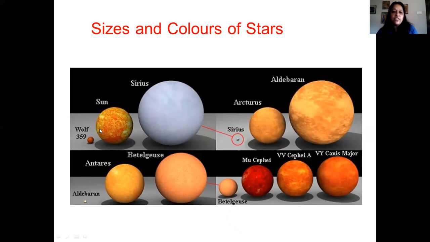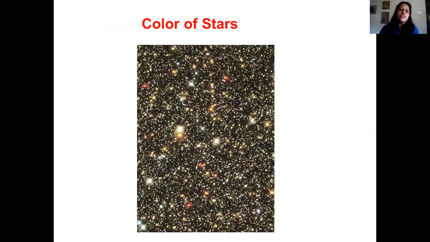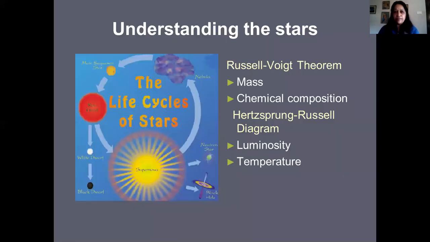So if you were to take the sun compared to Sirius, Sirius is the brightest star in our sky after the sun. You'll see the sun is so much smaller. And compared to other stars like Arcturus and Aldebaran, it's much smaller still. Compared to Betelgeuse, which is the red giant star in Orion, many of you would be familiar with it, you can see the sun is so small. So you have a whole range of sizes of stars. The colors of stars also can vary, and they could be reddish or bluish or yellowish, depending upon the kind of star it is.